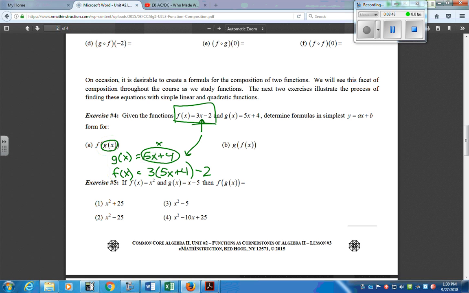So what I have to do now is distribute and combine like terms. So I end up with, for this, 15x plus 12 minus 2. So I can combine these two together. So my final answer will end up being 15x plus 10. So what I did right there is I took those two rules and combined them together. So my two rules became one rule. This would be equivalent, like we talked about in the first unit, to doing each of the two rules, just saving us one step.